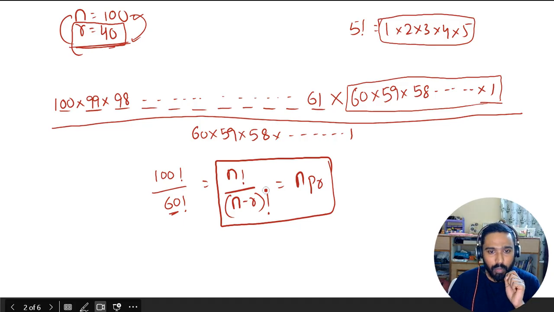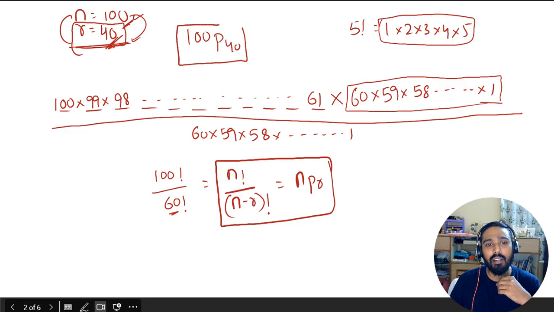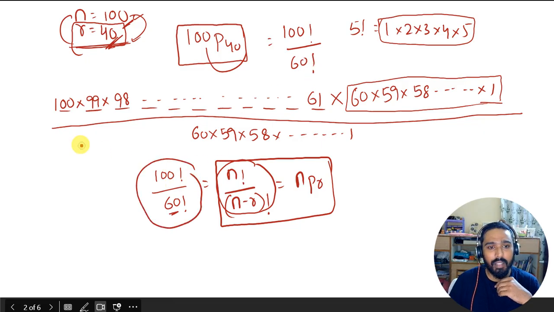I hope everybody of you got this one. So when there are 40 chairs and 100 people want to be seated, in how many ways will these 40 chairs be occupied? I can write it as 100P40. And its formula is n factorial divided by (n minus r) factorial, which is 100 factorial divided by (100 minus 40) factorial, that is 60 factorial, and that is what we got here, correct?